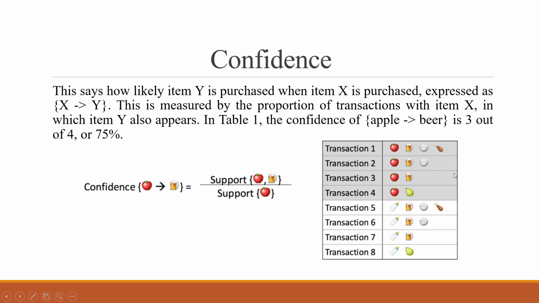If we talk about the same transactions again, and I want to see the confidence, if a customer has purchased apple, then what is the confidence that the customer will purchase beer? What we'll do here is take the support of apple with beer and the support of apple. This shows that item Y is purchased when X is also purchased, expressed as X to Y. This is measured by the proportion of transactions with item X in which item Y also appears. Now, the confidence of apple to beer is 3 out of 4. How? If you count the support of apple with beer and divide it by the support of only apple, then it will be 3 by 4. Okay, let's proceed further.